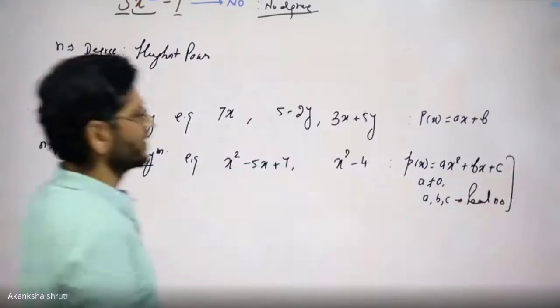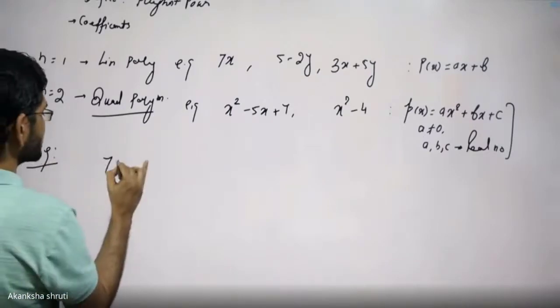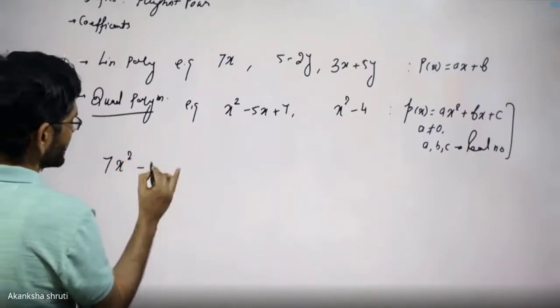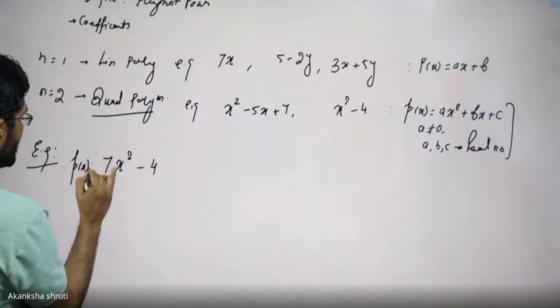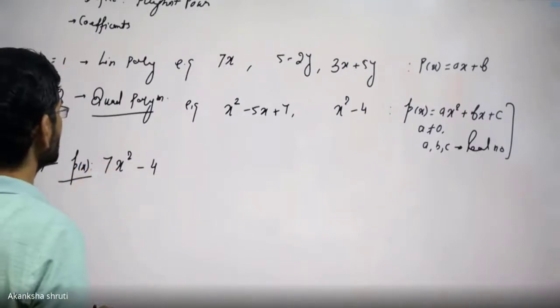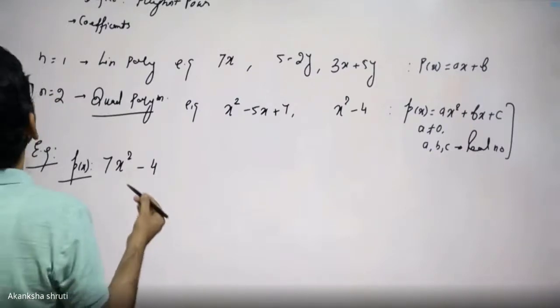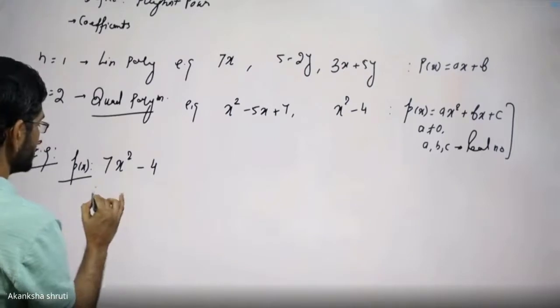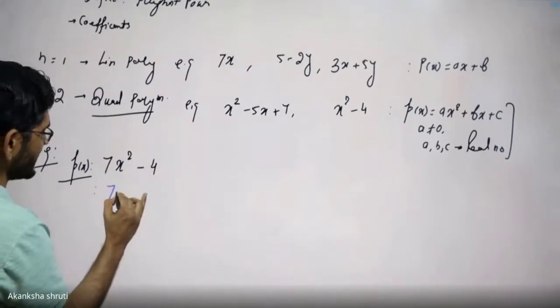This is the condition. Students, for example, let us consider 7x square minus 4. This is the polynomial given. And you may be asked to write it in the standard form and find its coefficients. The standard form is decreasing the power from the highest to the lower one.